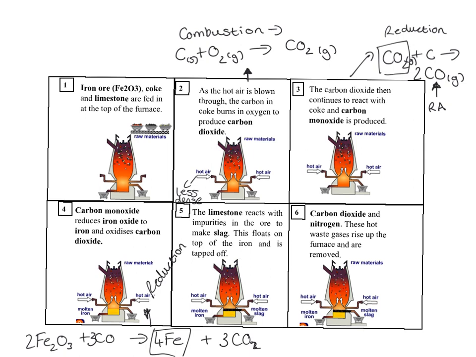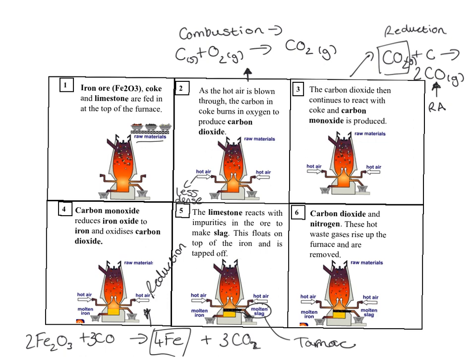Limestone, which is one of the other raw materials we put in at the beginning, reacts with the impurities in the ore to form slag. This floats to the top of the iron and is tapped off. So the slag comes out on top of the iron. Slag is then used to make things like tarmac, so it's not a wasteful product. It's just the impurities that are made from all the coke, limestone, everything else going in, and it not being iron.